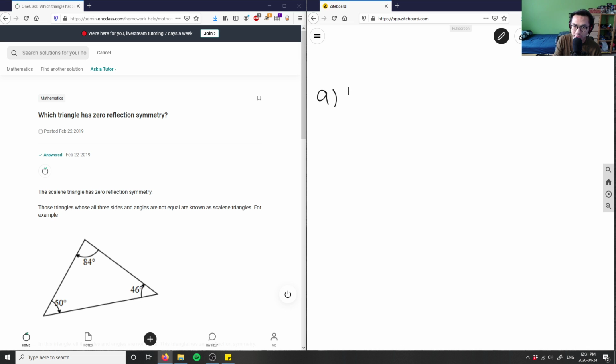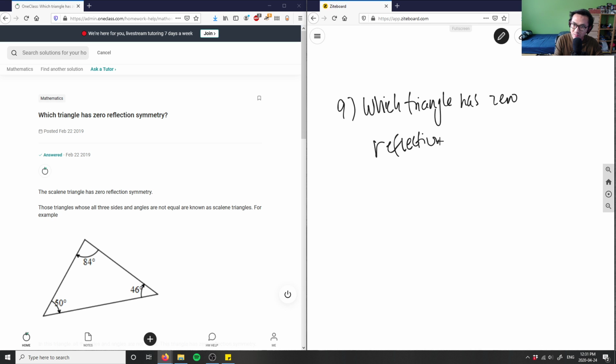It says which triangle? Whoops. Number 9. Why isn't my pen working? There we go. Number 9 says which triangle has zero reflection symmetry. Okay, so it says which triangle has a zero reflection symmetry.